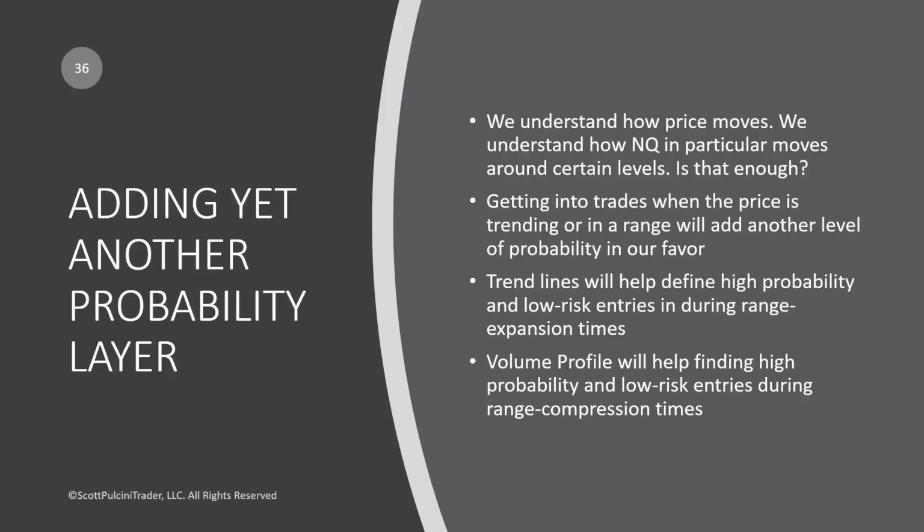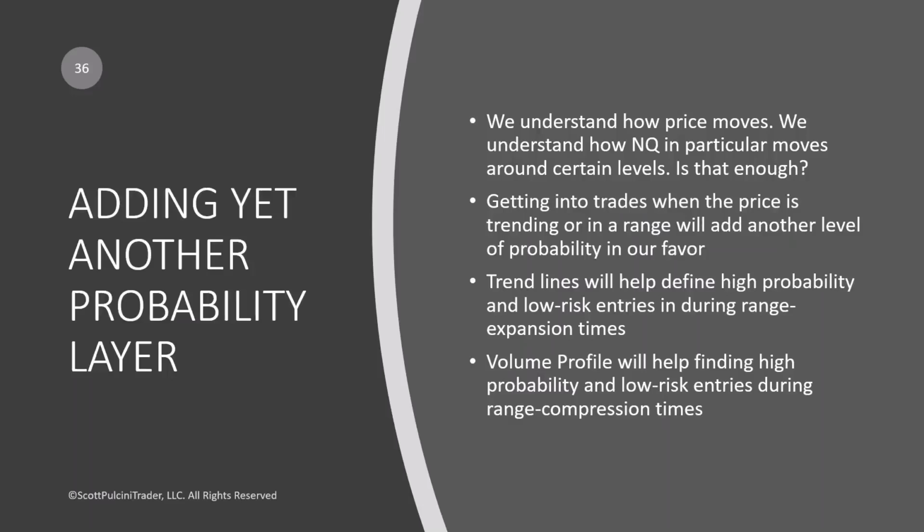So up to now we understand how price moves. We understand what moves the price and the dynamics between the market participants, and we understand in particular how NQ moves around certain levels. We're seeing the primary and secondary levels and the action levels. So is that enough to be able to have our playbook? It can be already enough, but let's get into some other details.